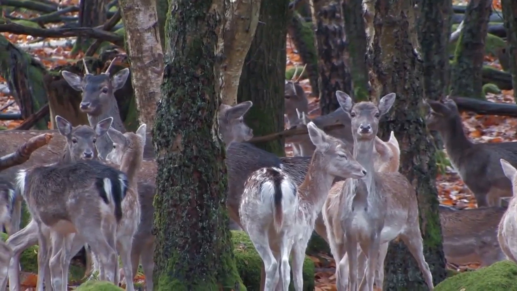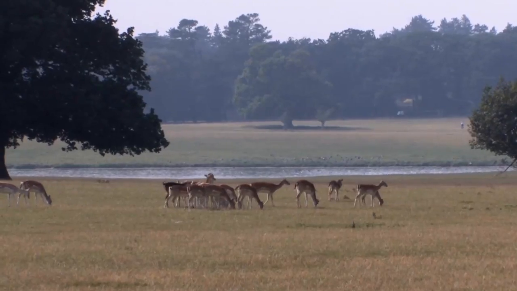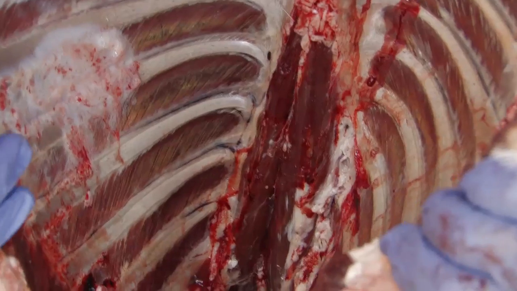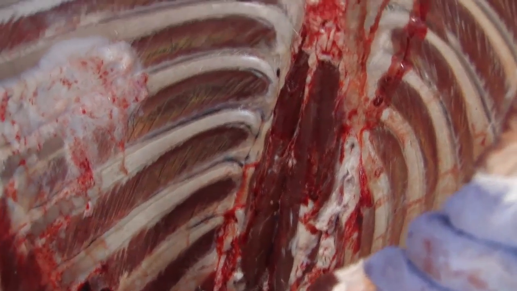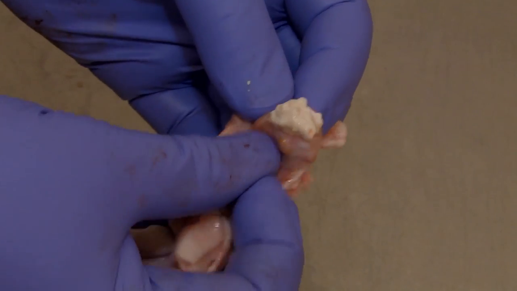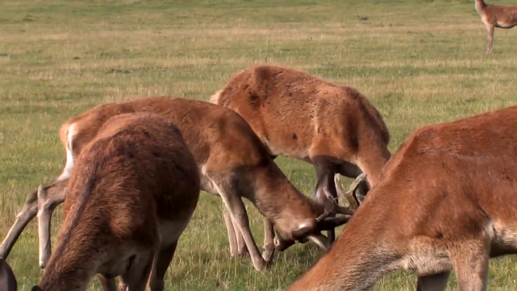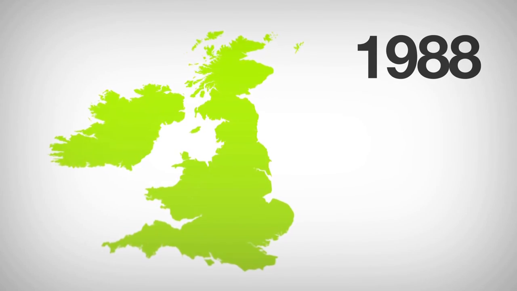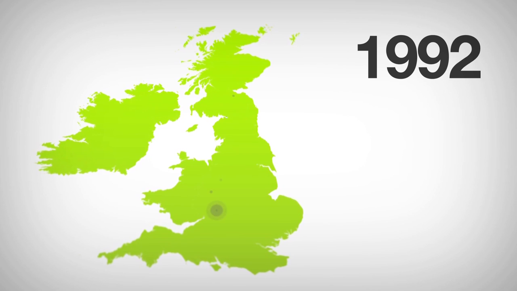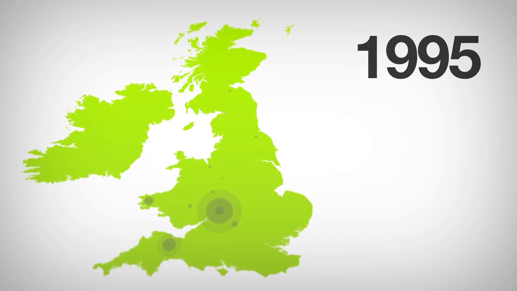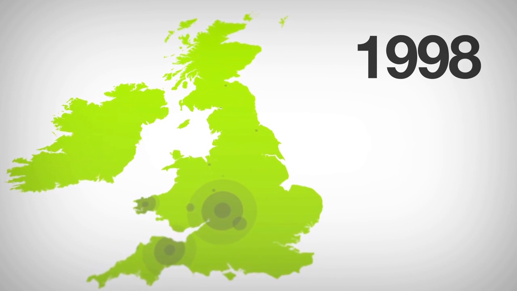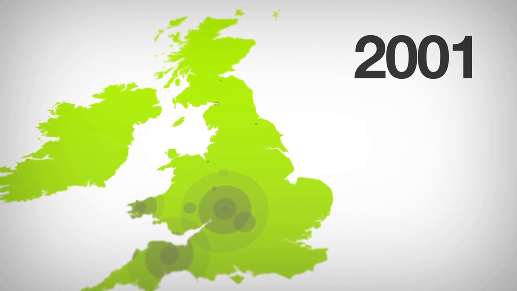So whilst TB in enclosed herds may have originated from badgers, it is most likely that subsequent infection of other animals in these herds has occurred through deer-to-deer transmission. In certain parts of the UK, TB infection in cattle and deer is a growing concern, and there are areas that are now recognised as TB hotspots, such as parts of Gloucestershire and the West Country.